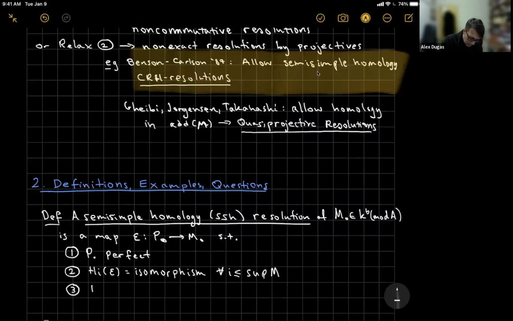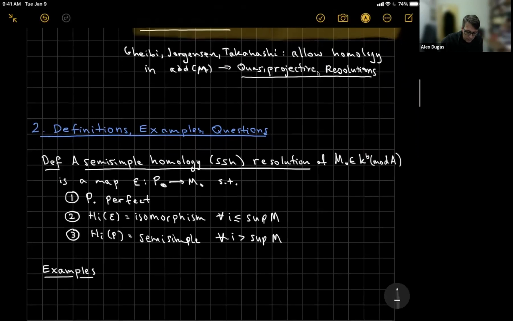And thirdly, that H_i of P is allowed to be semi-simple, which could mean it does include zero, for all i greater than the sup of M. If of course we regard modules as complexes concentrated in degree zero, this includes the notion of SSH or CRH resolutions that Benson and Carlson consider.